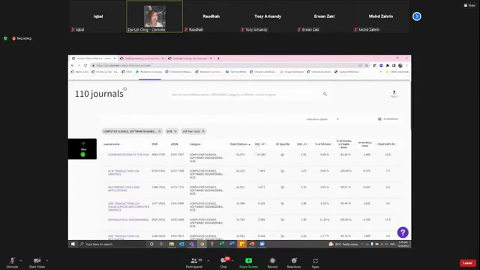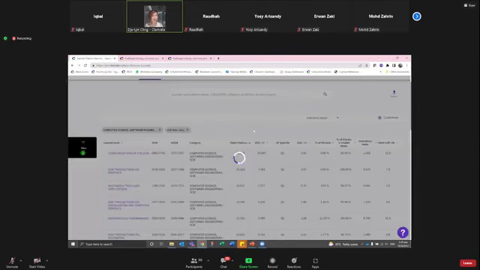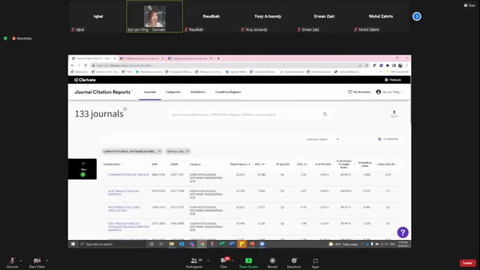Okay, and this would be the journal list. If you want all the journals that are under computer science and software engineering, all you need to do is just remove this filter here. So just click X to remove it. And then you have all the 133.